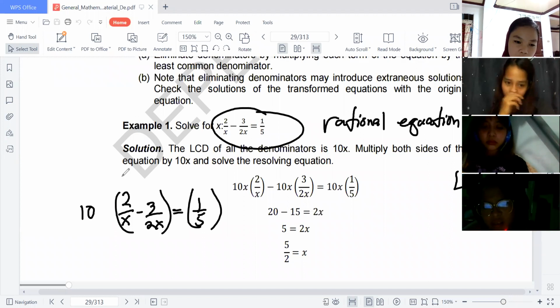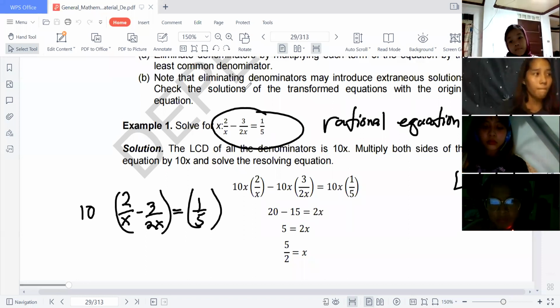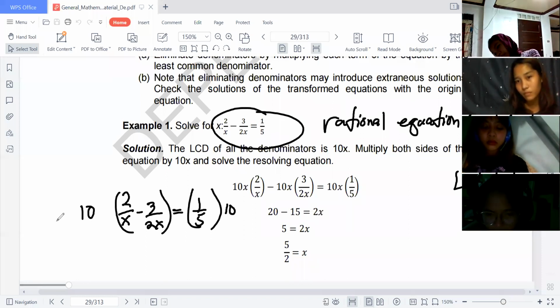Is that clear? It is the smallest number that can be divided by 1, 2, and 5 at the same time. The smallest. We could also use 20, which can be divided by 1, 2, and 5, but we look for the smallest. That's why we get 10. We multiply 10 here also because of both sides.